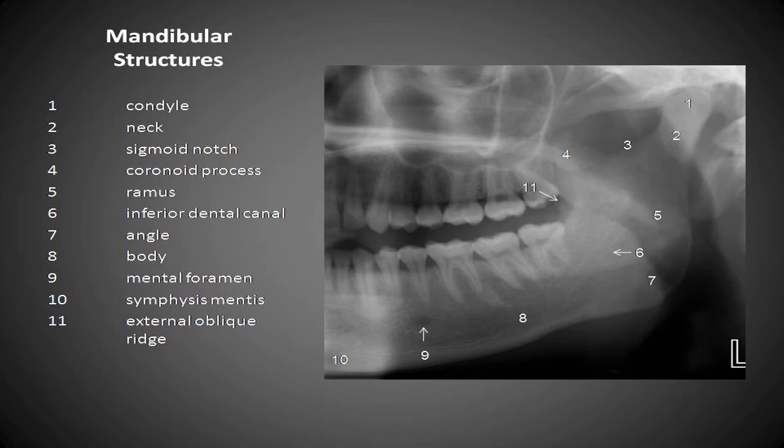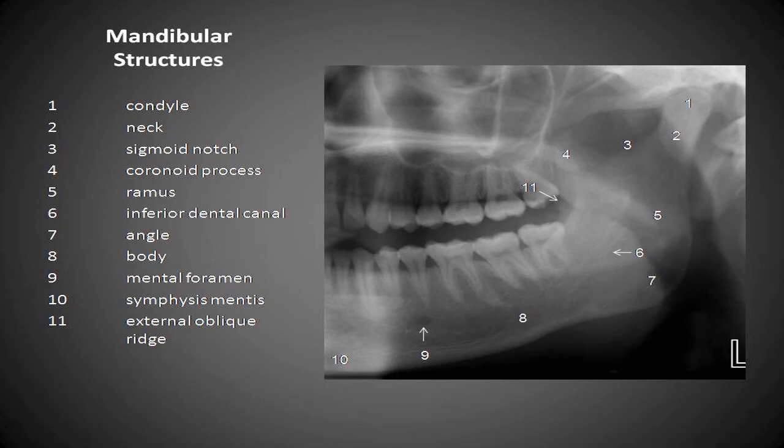radiograph, where the panoramic radiograph is very key in terms of assessment. Then you have your inferior dental canal or inferior nerve canal, the angle of the mandible, the body of the mandible, the mental foramen, and the symphysis menti and external oblique ridge. When it comes to the mandible, the amount of information that is given out by a panoramic radiograph is almost, you can say, unparalleled at this range of radiation exposure and this range of time duration taken.